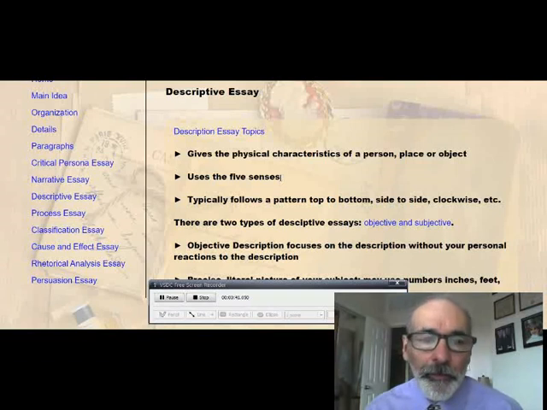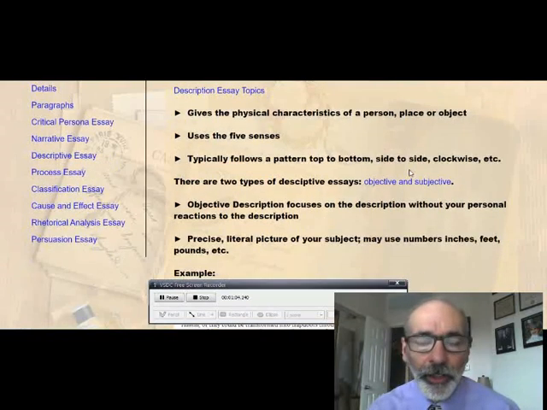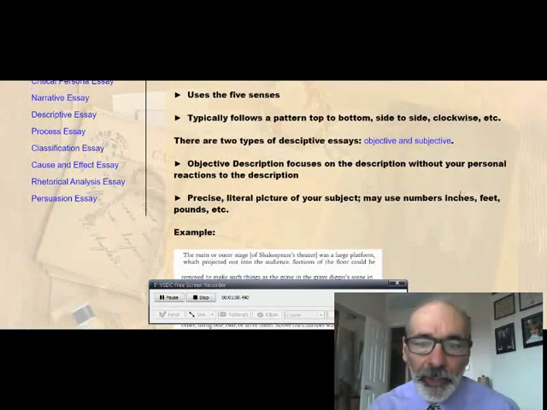And many times, typically, this description is going to follow a pattern. Top to bottom, side to side, clockwise, counterclockwise, things like that. And there's 2 different kinds of descriptive essays. There's an objective and subjective, and this goes to another page, but I'm going to let you guys take a look at that later on.